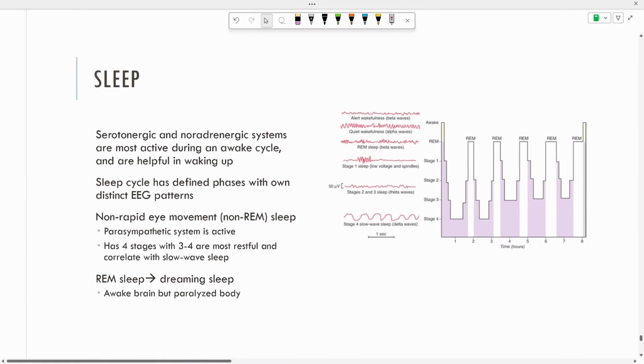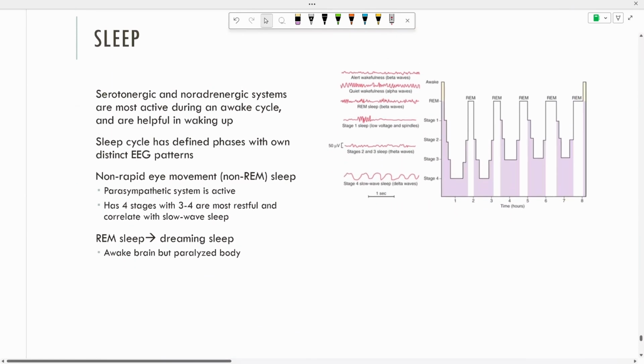So for sleep, obviously we have serotonergic and noradrenergic systems, helpful in waking up, and very helpful in our awake cycle. Remember, these are arousal systems. Okay, so our sleep has its own distinct EEG patterns. We have non-rapid eye movement sleep, or non-REM. Parasympathetic is active. And there are 4 stages, and 3 and 4 are the most restful. So there's your delta wave right there, those nice calm waves when you're sleeping.